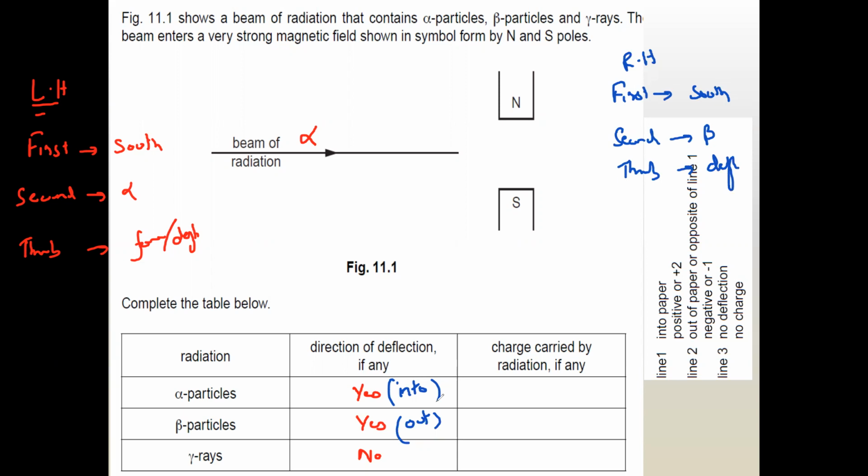So when you apply the rule, next is the charge. What charge does alpha carry? Alpha carries a positive charge. What does beta carry? It carries a negative charge. And what is the charge of gamma? There is no charge on the gamma.